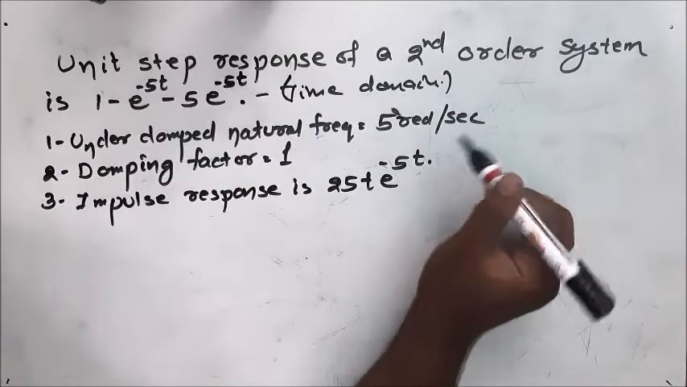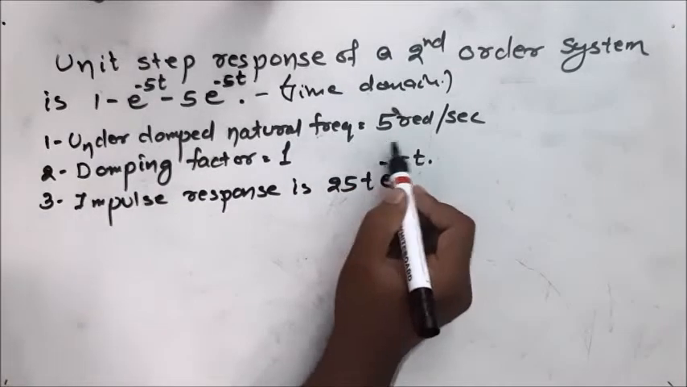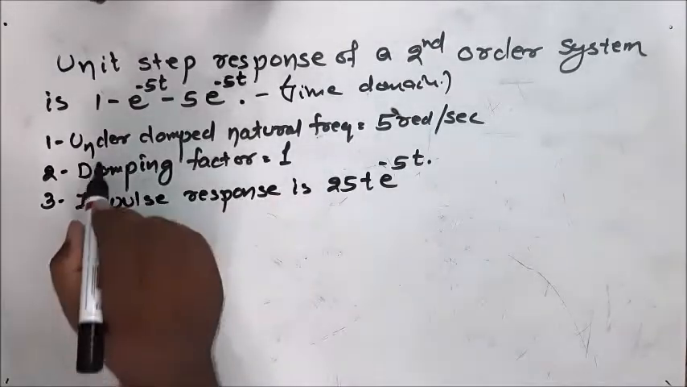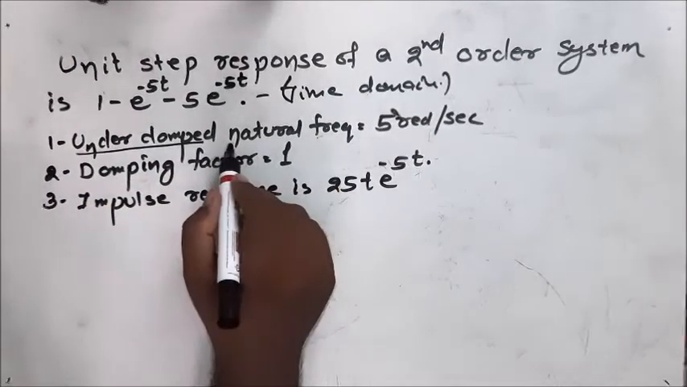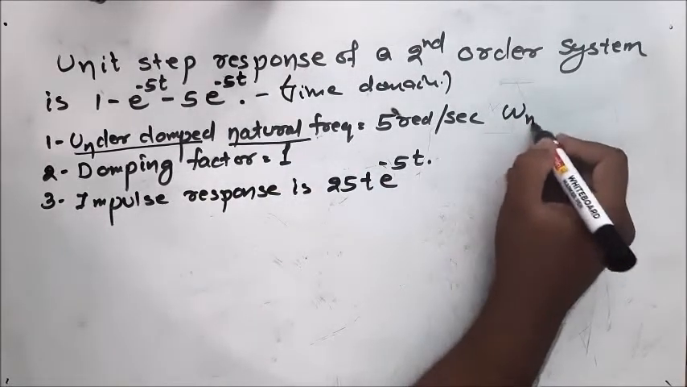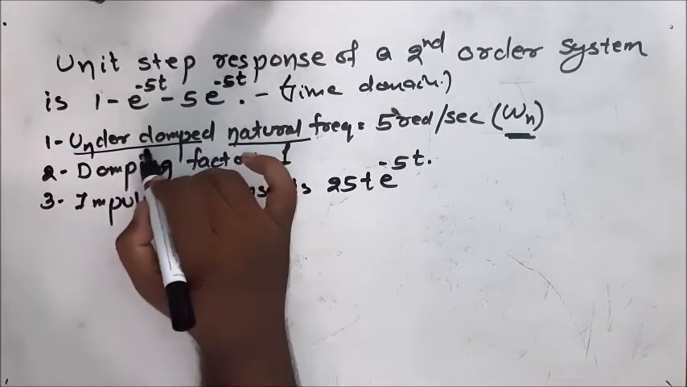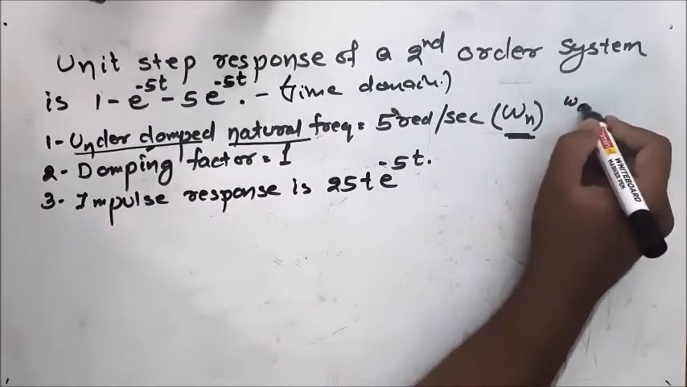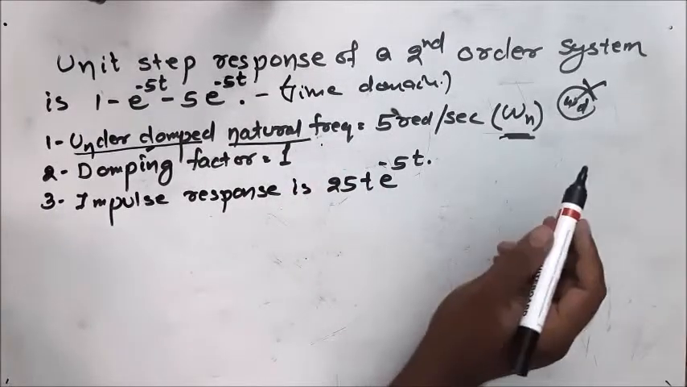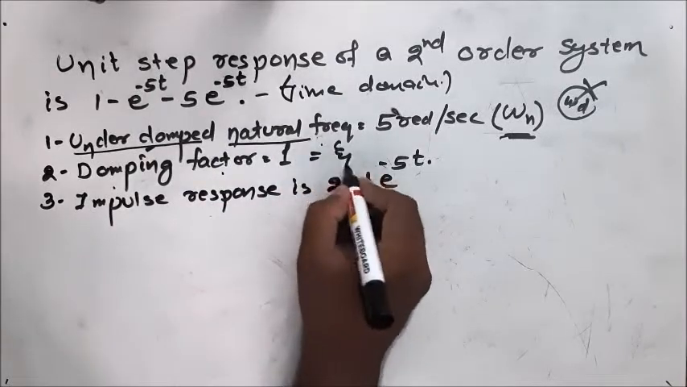To solve the problem, the first statement given is that the damped natural frequency is 5 radian per second. This statement is to confuse you. It says damped, but it is also asking natural frequency, so it is actually omega n. Natural frequency means omega n. Do not get confused: if they ask damped, you try to find omega d, but this is not that. So natural frequency means it is omega n. The damping factor or damping ratio is 1, which is nothing but zeta.